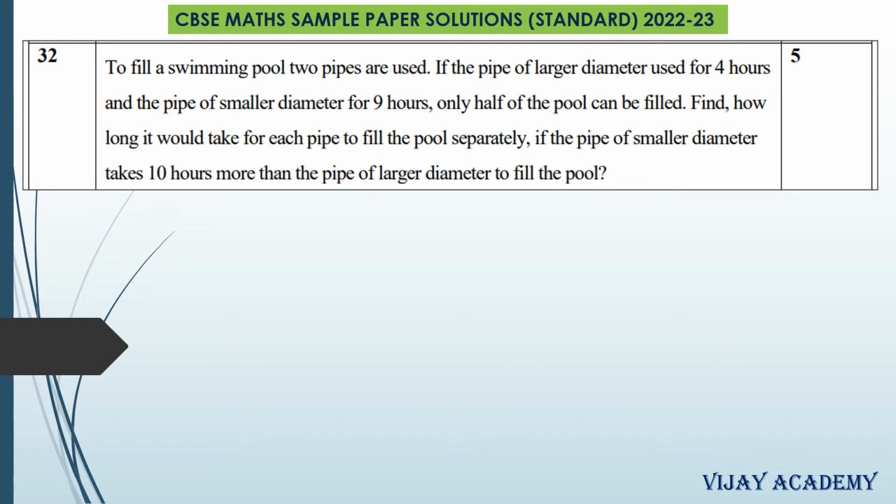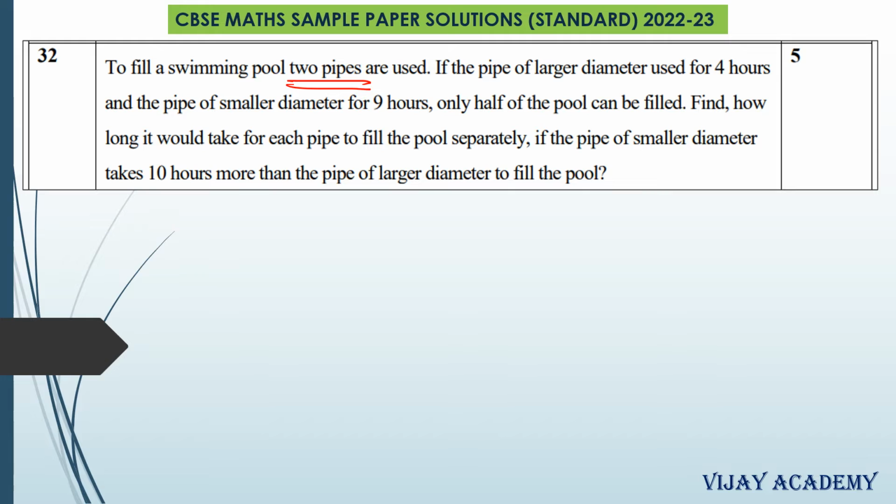So in this video I'll be explaining question number 32, which consists of two questions from quadratic equations. Here the question is, to fill a swimming pool, two pipes are used. So let us underline the keywords. Two pipes are used, that is the keyword.